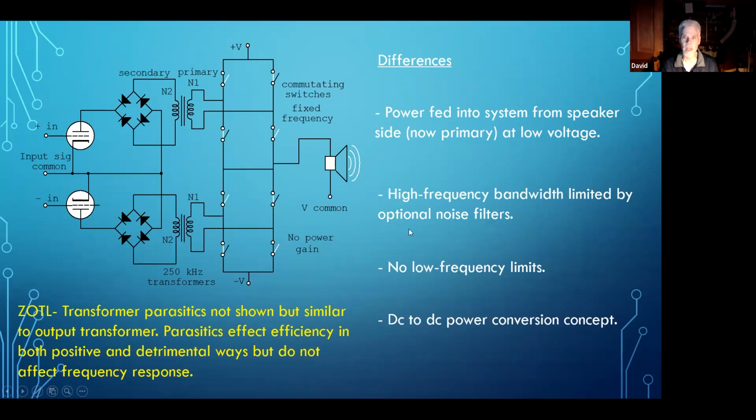The high frequency bandwidth is limited by optional noise filters. I haven't shown any here, I'm just showing a direct connection. There's no low frequency limit to this whatsoever. It's DC coupled, goes down to DC, plain and simple. And it's a DC to DC power conversion concept.